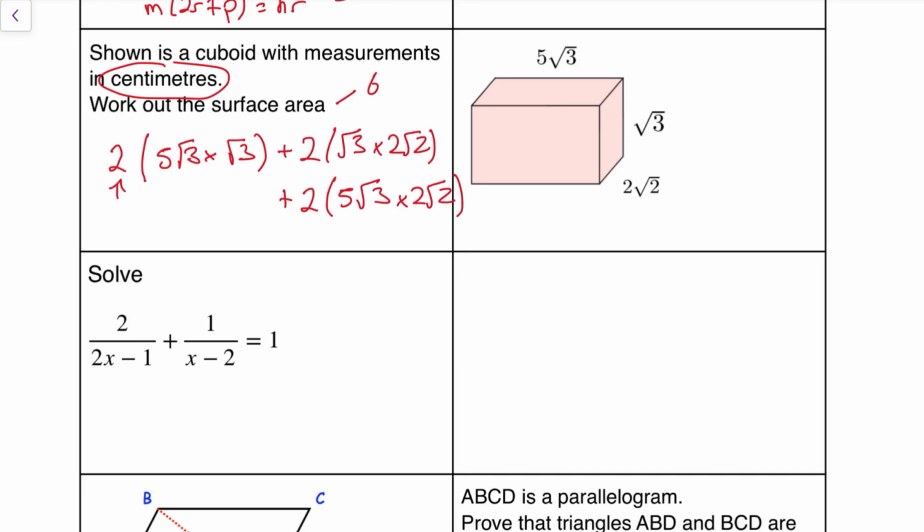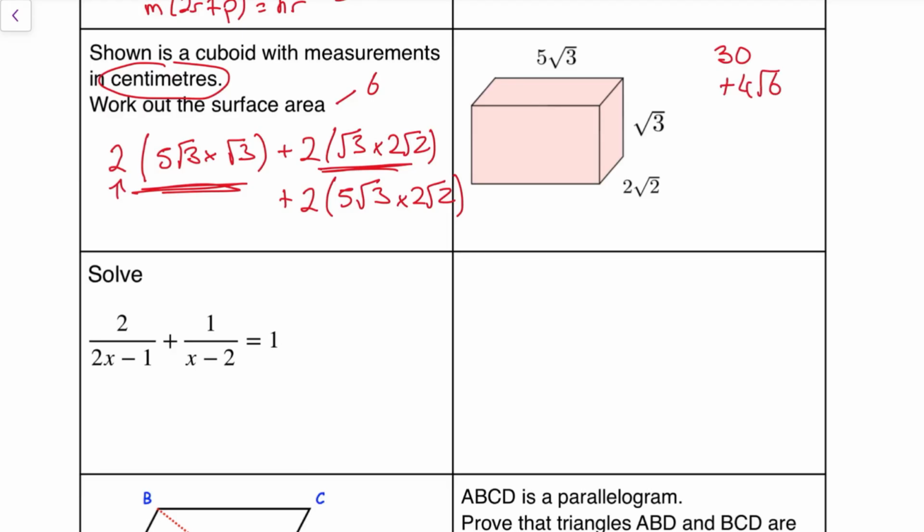So I'm going to write it over to the right here. Let's do inside the brackets. 5 root 3 times root 3 is 5 times 3, which is 15. And 2 times 15 is 30. So that's going to give me 30. Again, root 3 times root 3 is 3, times 5 is 15, times 2 is 30. This one here, well, root 3 times root 2 is root 6. Then I'm going to multiply that by 2, which is 2 root 6, and then multiply it by 2 again, which is going to give me 4 root 6.